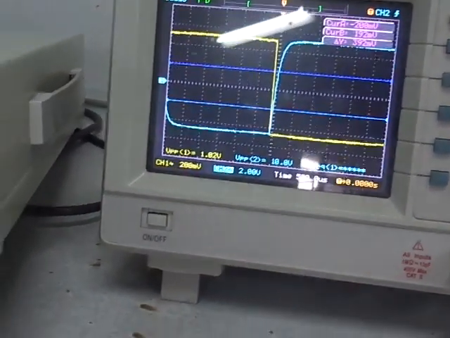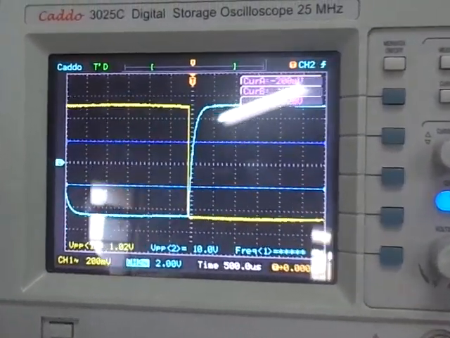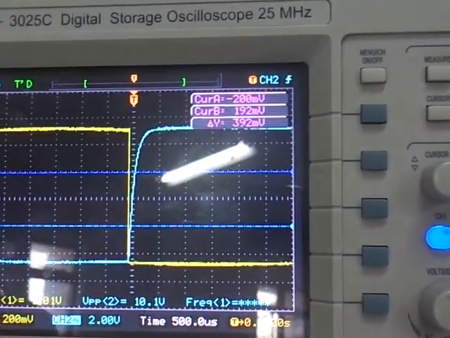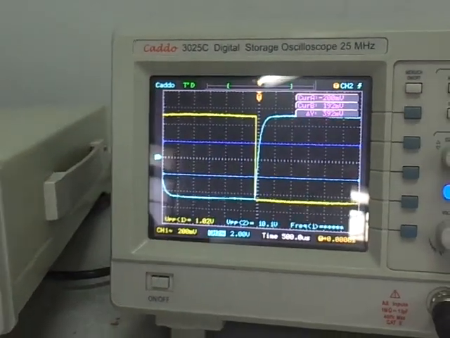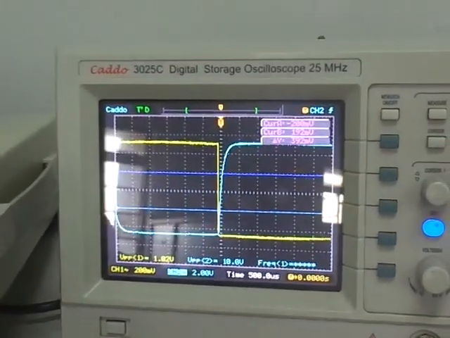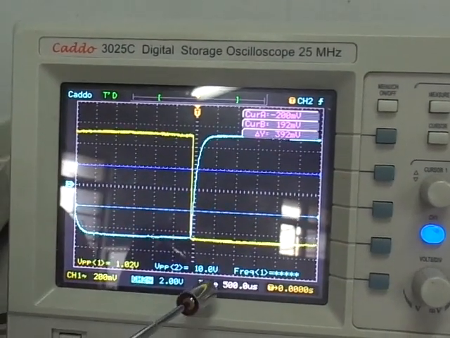Right now the yellow waveform shows the input signal. We have applied 1 volt peak to peak square wave input signal, and the blue shows the output signal. As I mentioned, at low frequencies the output is an inversion of the input signal. So if you see over here, the output is also a square wave and the output is 10 volts.